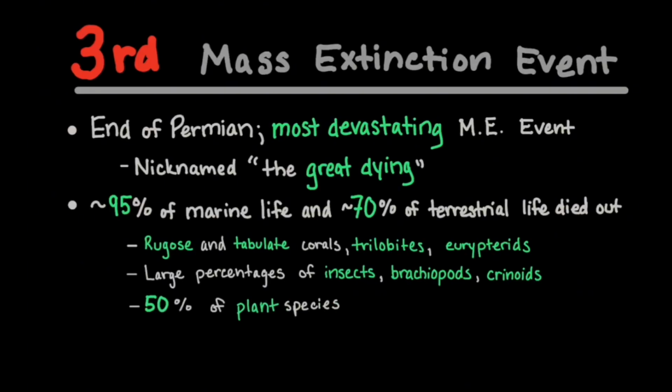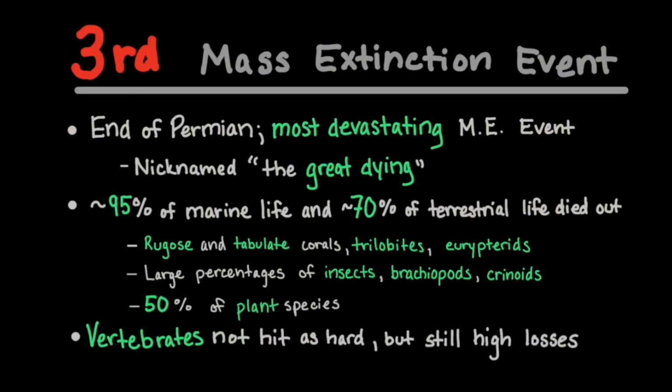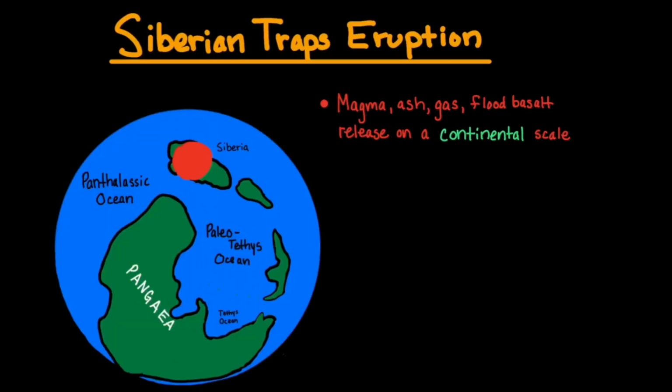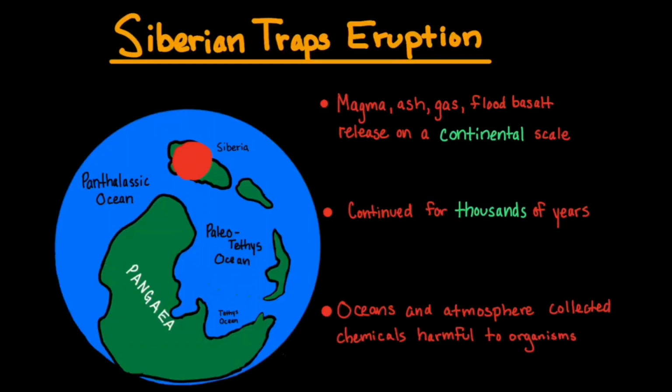There was a 50% decline in plant diversity. Vertebrates were not hit as bad, but still experienced high species loss. The most accepted reason for why this extinction event occurred was the eruption of the Siberian Traps. This eruption occurred in Siberia and involved a magma, ash, and gas release on a continental scale. This continued for thousands of years. All this material being released poisoned oceans and the atmosphere, which starved the oceans of oxygen. Less available oxygen created conditions which led to many extinctions.